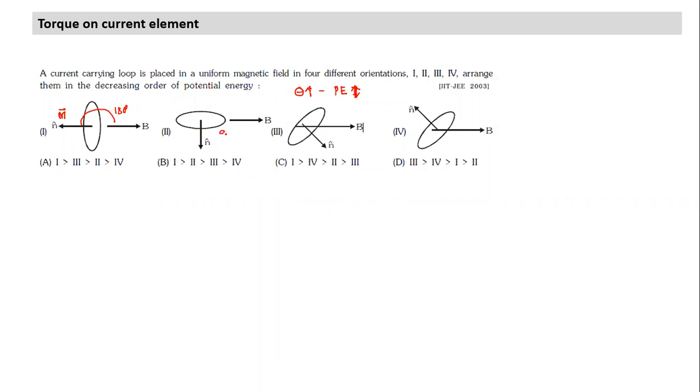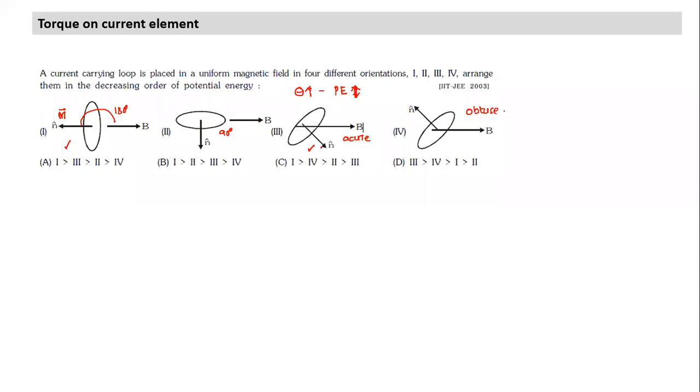The angle is 90 here, it is an acute angle, and here it is an obtuse angle. So each particular case has a particular potential energy, and the smaller the angle is, the lower the potential energy is. In which case is this angle smallest? This is the smallest angle, and this will have the least potential energy, and this is the largest angle, it will have the maximum potential energy.